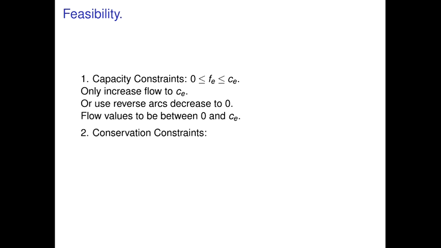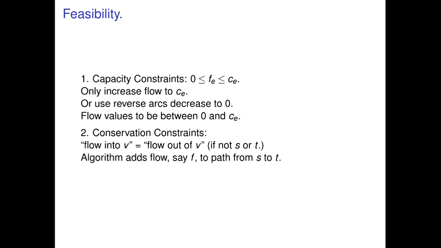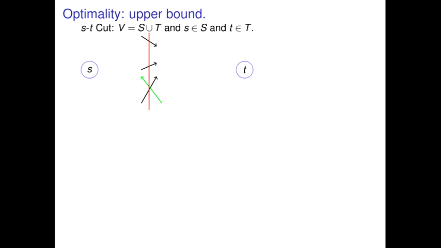Now you also have conservation constraints. That says the flow into a vertex is equal to the flow out of the vertex. And the algorithm adds some flow, some value f, along every path from s to t. Every intermediate vertex has an arc that comes in, so f units come in, and f units go out. So it preserves the amount of flow coming in minus the amount of flow going out is equal to 0, right? f minus f is 0.